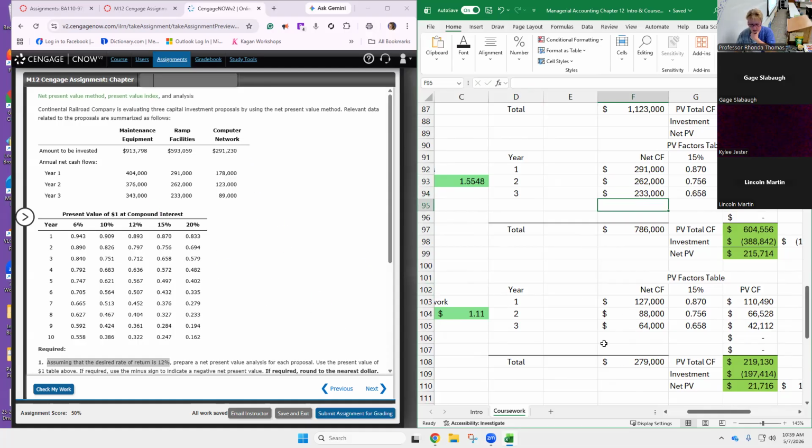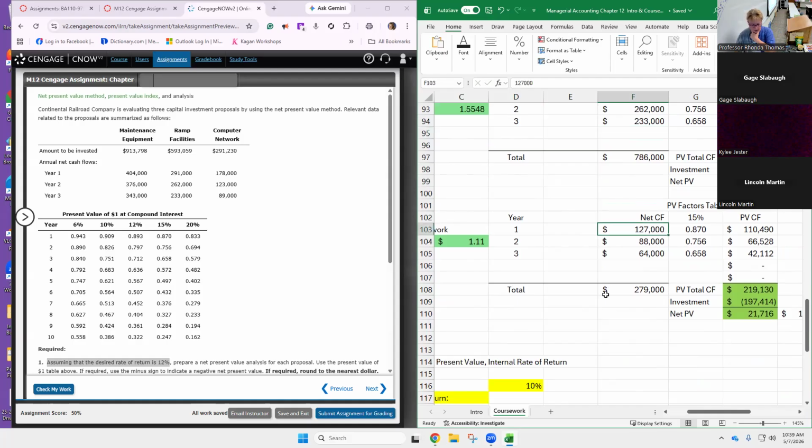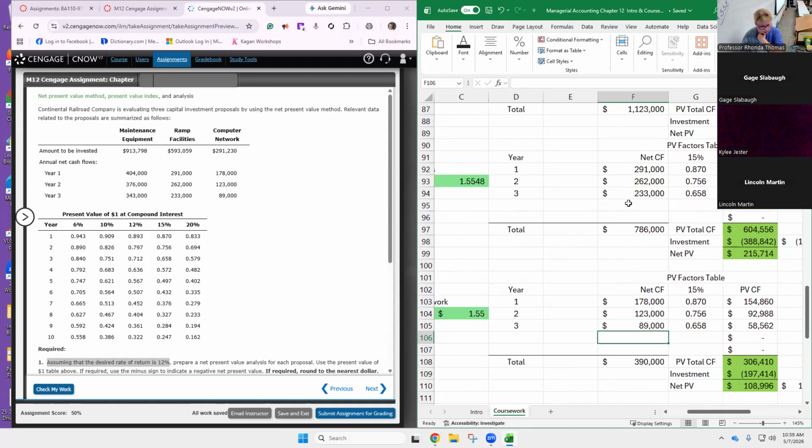Okay, the third option is the computer network. So let's put in the cash flow for it. Once again, I'm going to try to be ultra detailed. Sometimes. Okay. All right.